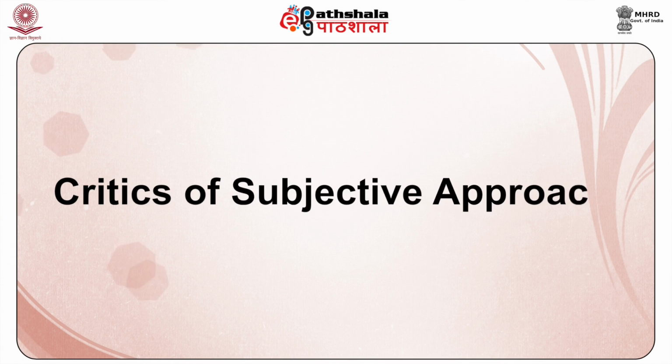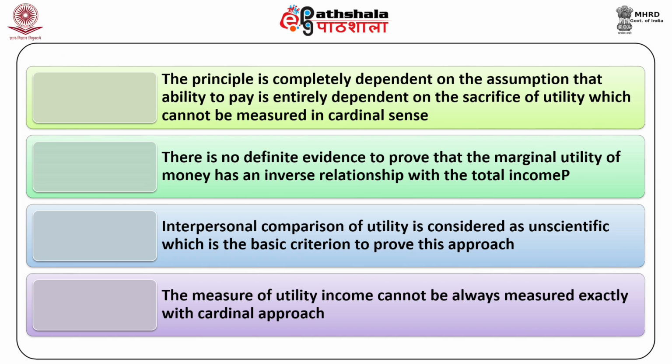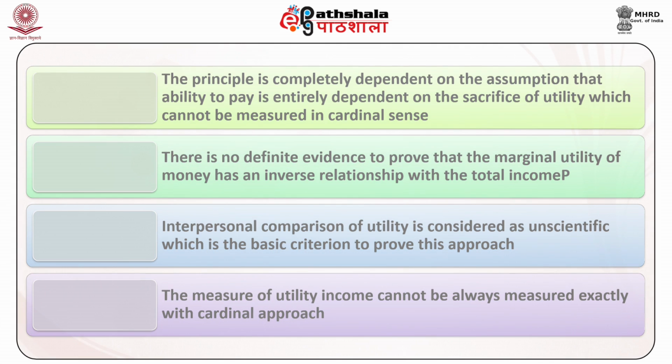Next, critics of the subjective approach. First, the principle is completely dependent on the assumption that ability to pay is entirely dependent on the sacrifice of utility, which cannot be measured in the cardinal sense. Second, there is no definite evidence to prove that the marginal utility of money has an inverse relationship with total income. Third, interpersonal comparison of utility is considered unscientific, which is the basic criterion to prove this approach. Fourth, the measure of utility of income cannot always be measured exactly with the cardinal approach.